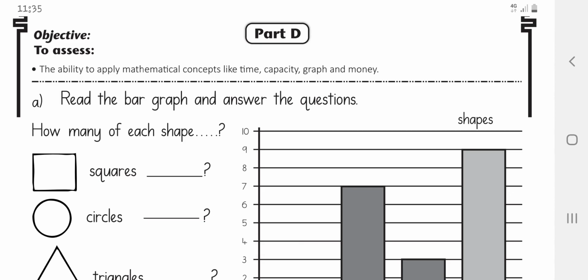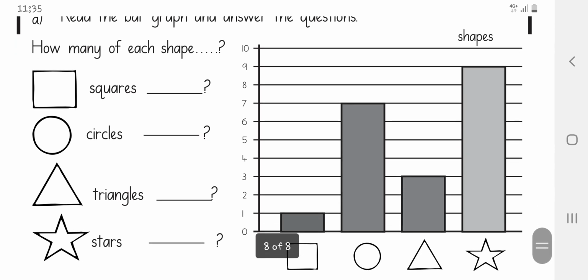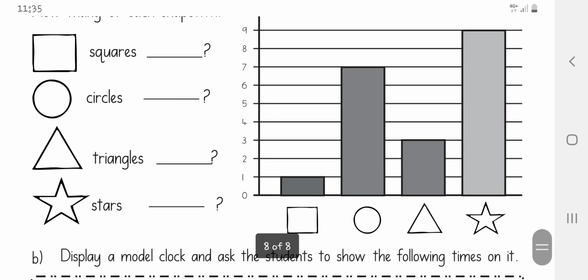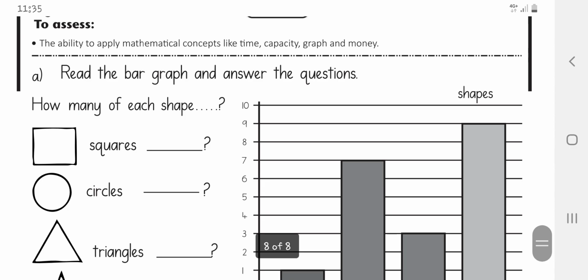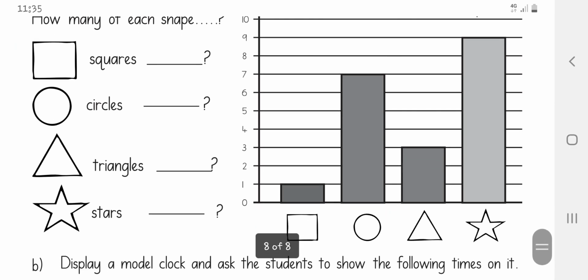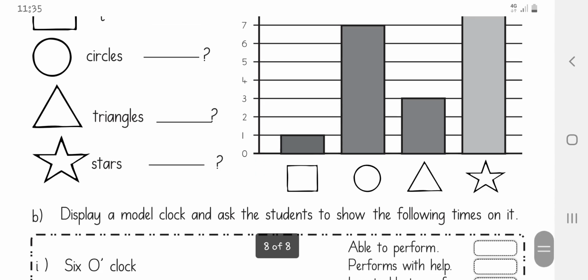Part D is about practical knowledge of math and using math in real life, and they have done simple graphs. So first question is, don't think that it is written, it is all practical. Some shapes are given and they have to read the bar graph and answer the questions. How many squares are there, how many circles, how many triangles, and how many stars.